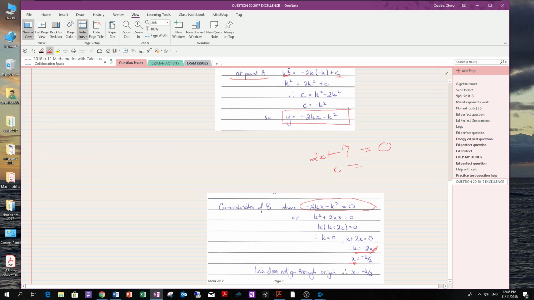So the line does not go through the origin. It goes through at negative k over 2.